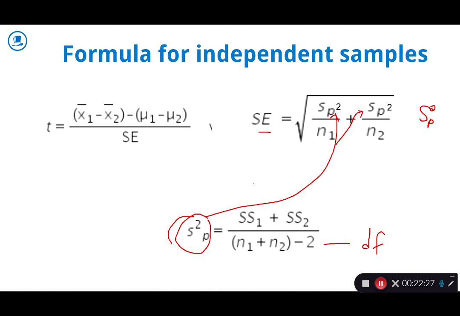It looks worse than it is. Trust me, it looks worse than it is. And we'll go through an example or two.